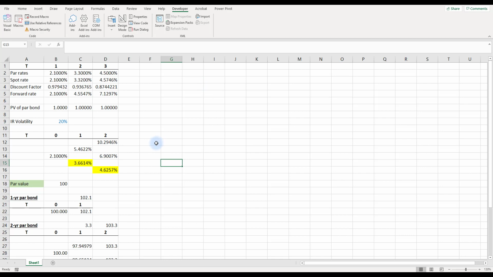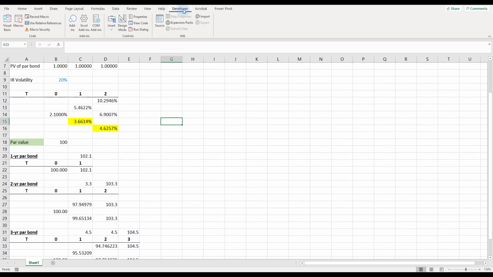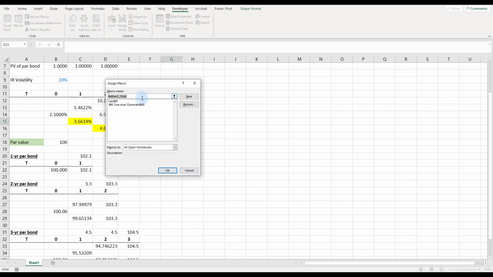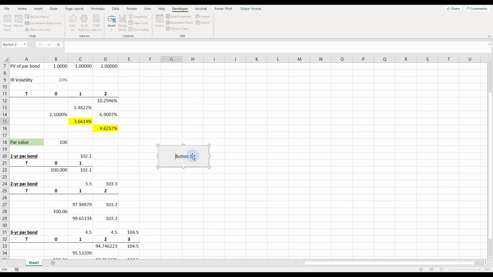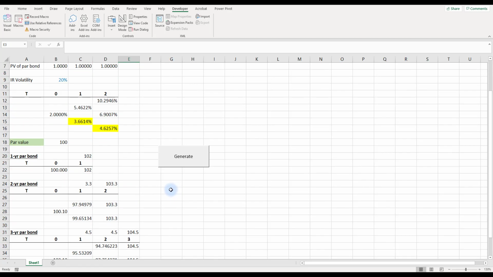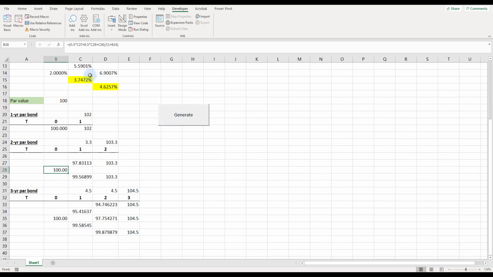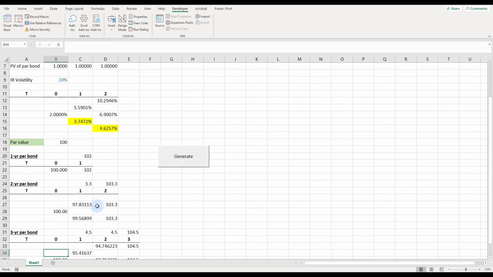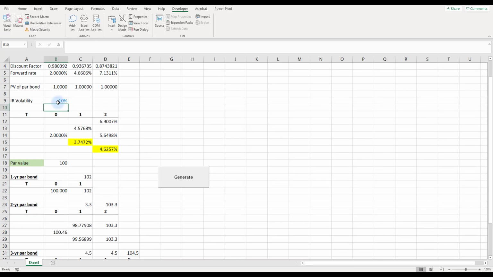Now let's say if you want to call the macro using a button, for example, you can just click on the developer tab, and under insert you can insert a button here. Let's attach it to calculate BIR, which is our macro name, and click OK. I will call it generate. Every time you change a value, let's say I change the par rate to 2%, and then you want to generate the tree again, you just click generate. It will automatically calculate the rates so that the price here is equal to par. Or if you want to reduce the interest rate volatility and click generate, it will repeat the same process again. So that's how a macro is useful.